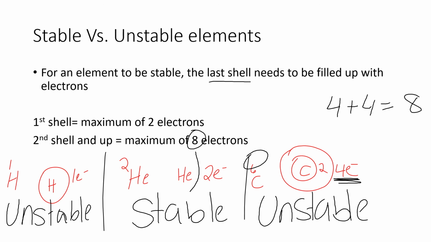What about hydrogen? If we actually go back to hydrogen, how many more would hydrogen need to become stable? Since hydrogen only has 1 shell, and that would be considered its last shell, it needs 1 more so that it would have 2 electrons. So hydrogen only needs 1 more electron so that its shell would be completely filled up with 2.